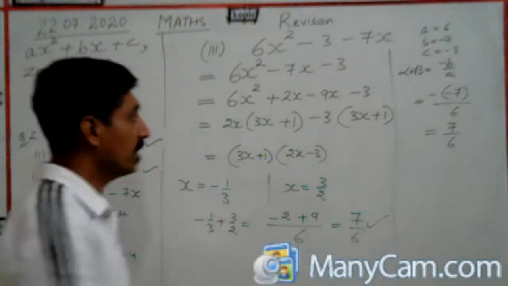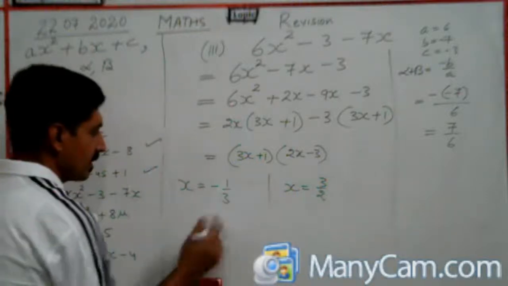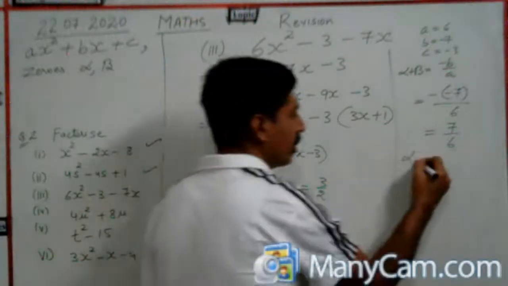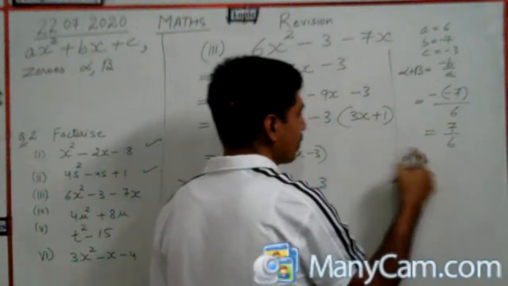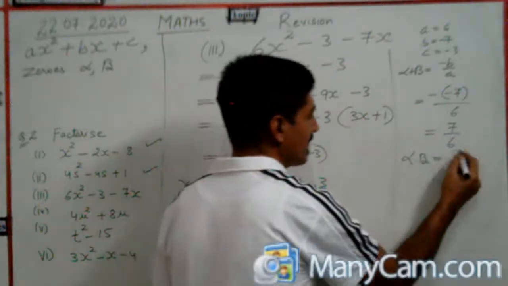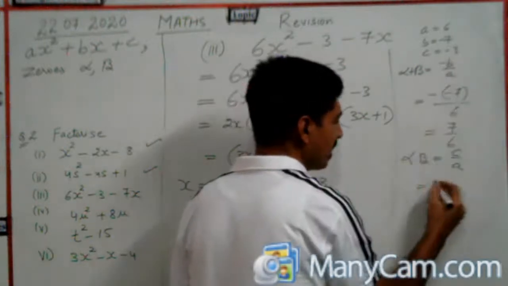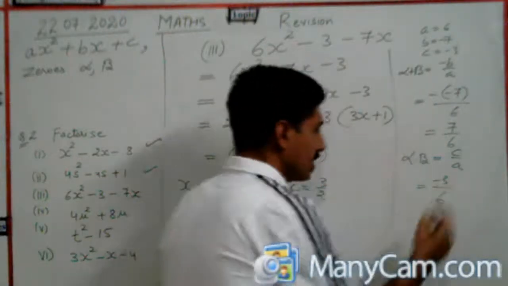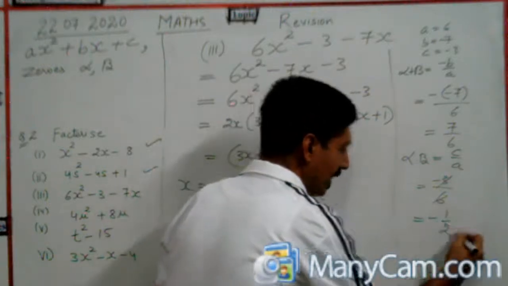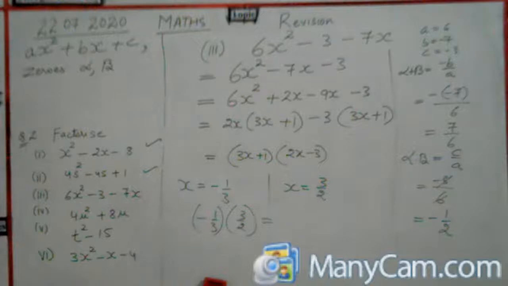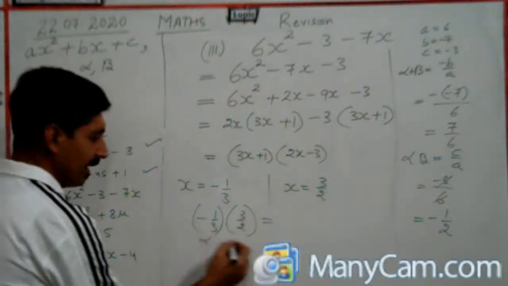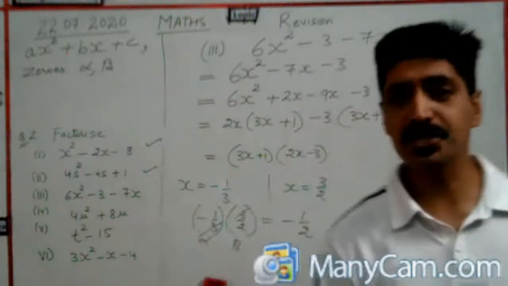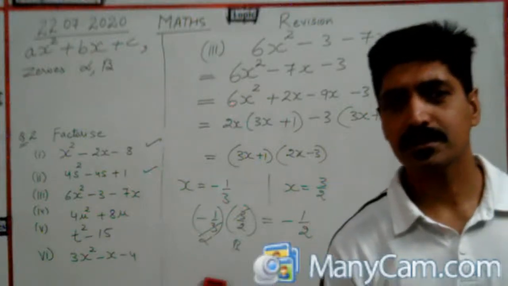In product, what is the product? Their product is 1 by 3 into 3 by 2. It should be equal to the product of the zeros, that is equal to C upon A. C is minus 3 and A is not 4, A is only 6. That is minus 1 by 2. So here also you will find the product of alpha into beta is minus 1 by 2. So the relationship of the coefficients is verified.